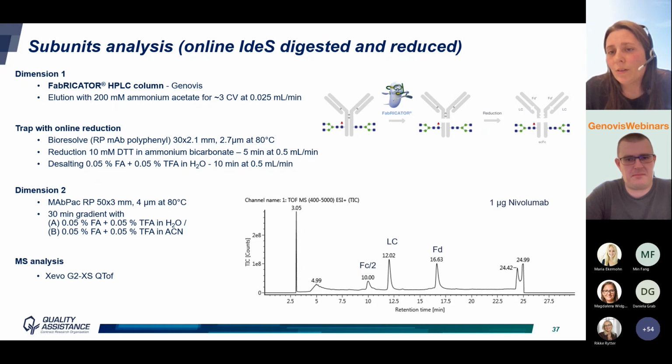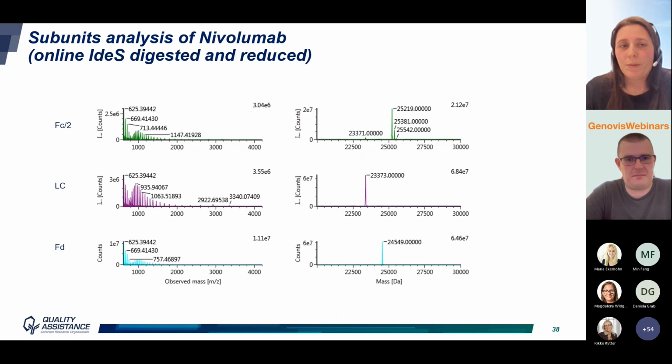So this is another example with the antibody nivolumab. And we see the Fc, the LC, and the Fd. And this is again confirmed by MS, so the raw data and the deconvoluted spectra on the right, where we see 25 kilodalton for the Fc, 23 for the light chain, and finally 24 for the Fd. So this is also successful. This is working quite nicely without barely any human intervention, let's say.